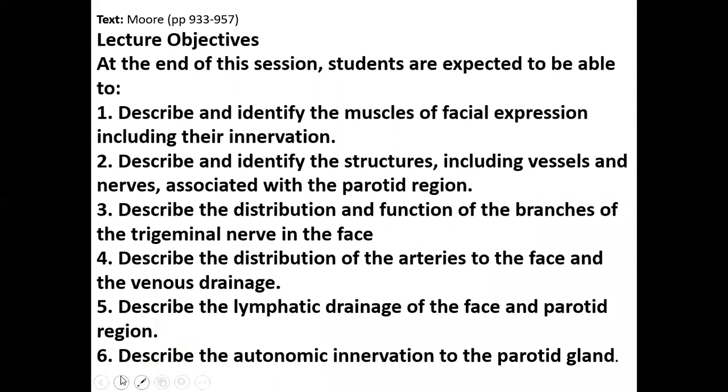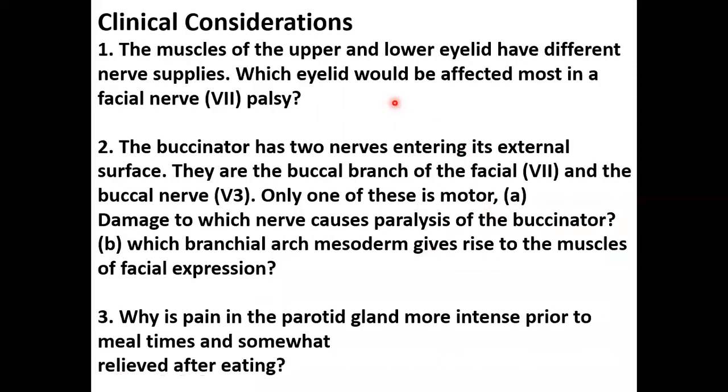Okay, so skip over learning objectives. Okay, so for clinical correlations, the muscles of the upper and lower eyelid have different nerve supplies. Which eyelid would be affected most in a facial nerve palsy? I don't know the answer to that. The buccinator has two nerves entering its external surface. They are the buccal branch of facial and the buccal nerve, V3. Only one of these is motor. Damage to which nerve causes paralysis of the buccinator?